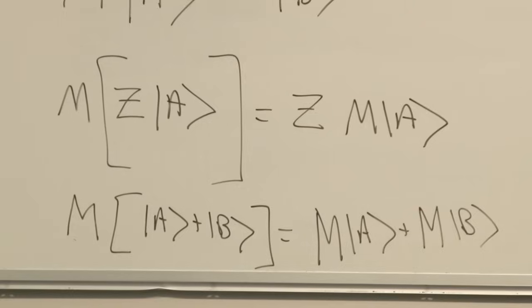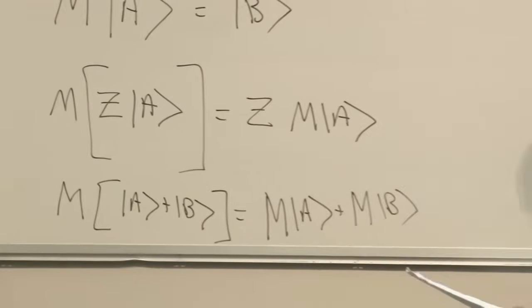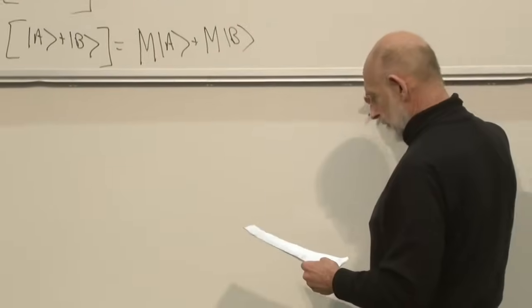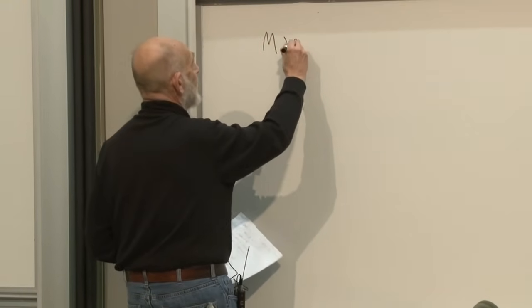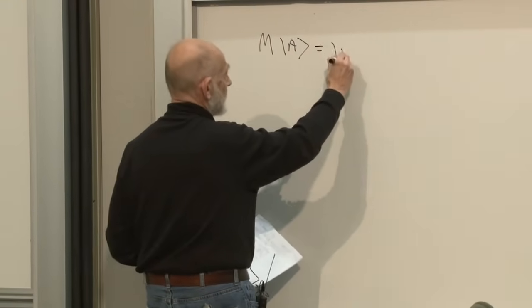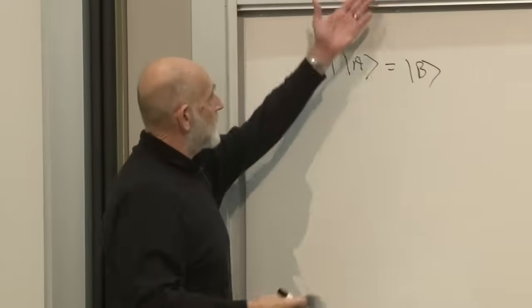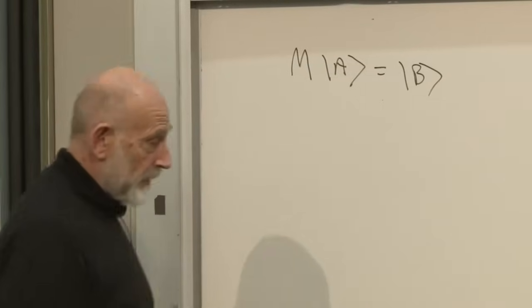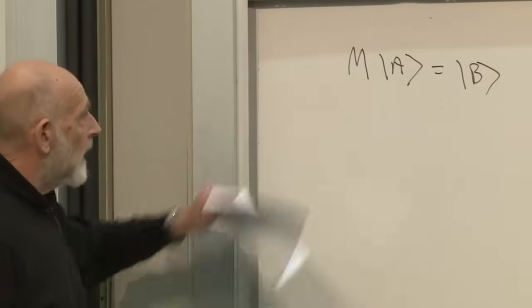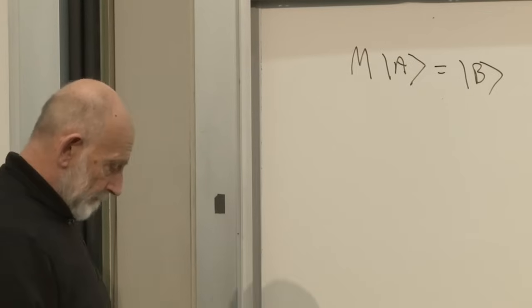Now let's see if we can be more concrete about them, and see if we can learn to manipulate with them. Let's suppose that M times A equals B. Here I've used B as a piece of the input, but now B is the output. A and B are just letters. I can use them any way I want. M times A equals B.